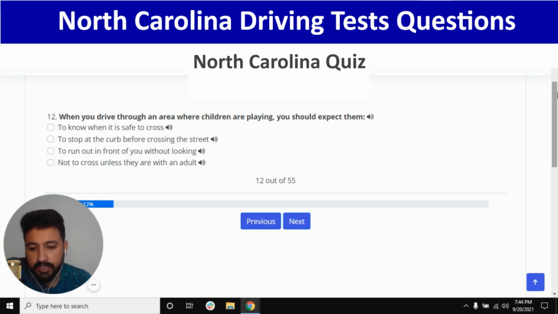When you drive through an area where children are playing, you should expect them. The right answer of this question is to run out in front of you without looking. So I'm going to click on the third option.